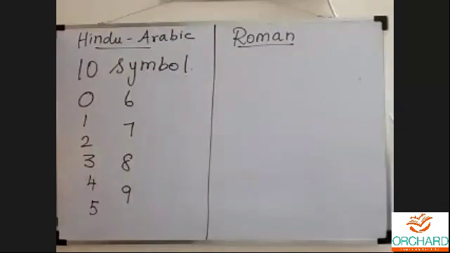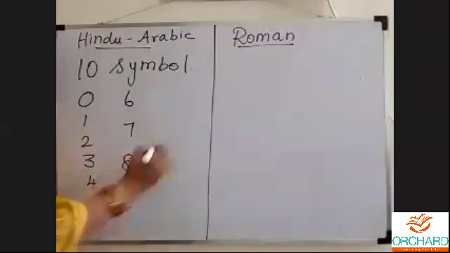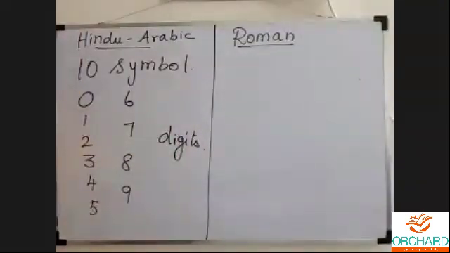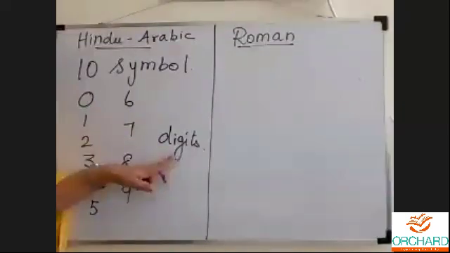Very good. So each symbol can be represented as digits. Once again I repeat. Hindu-Arabic numeral has 10 symbols, starting from 0, 1, 2, 3, 4, 5, 6, 7, 8, and 9. Each symbol can be represented as a digit. Very good.